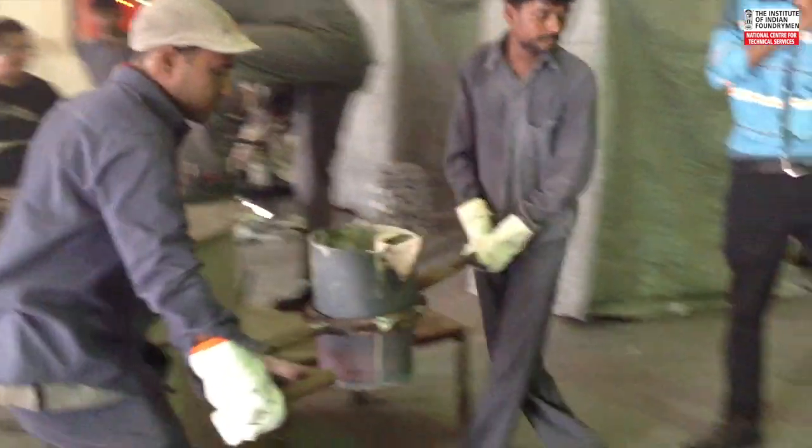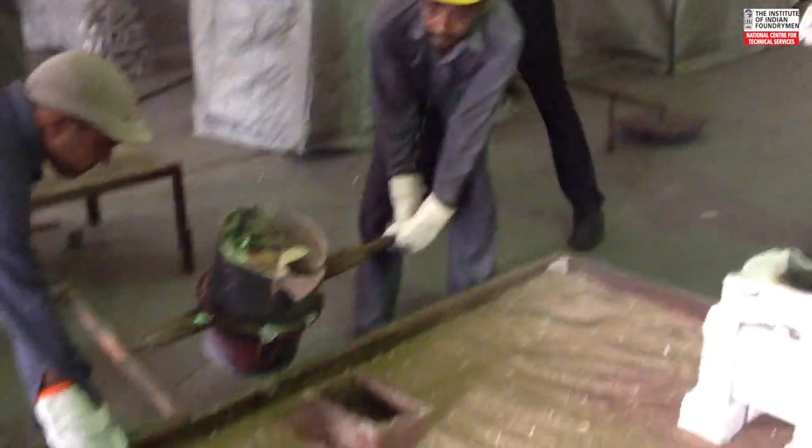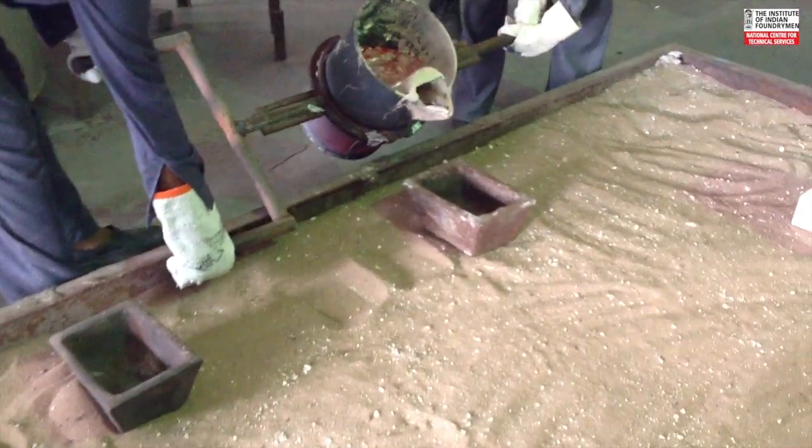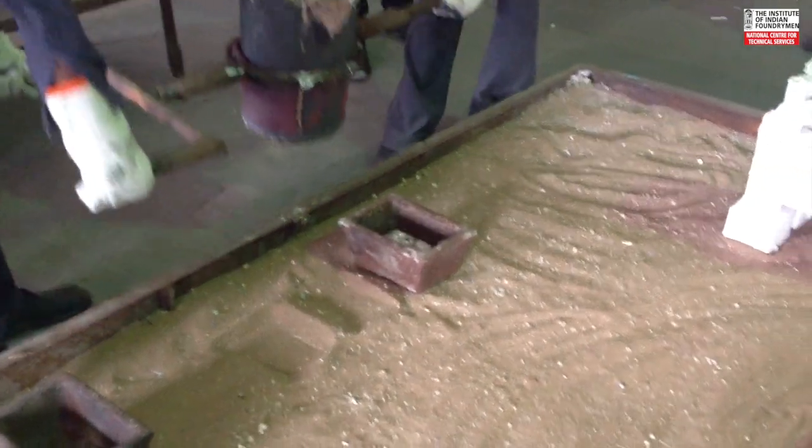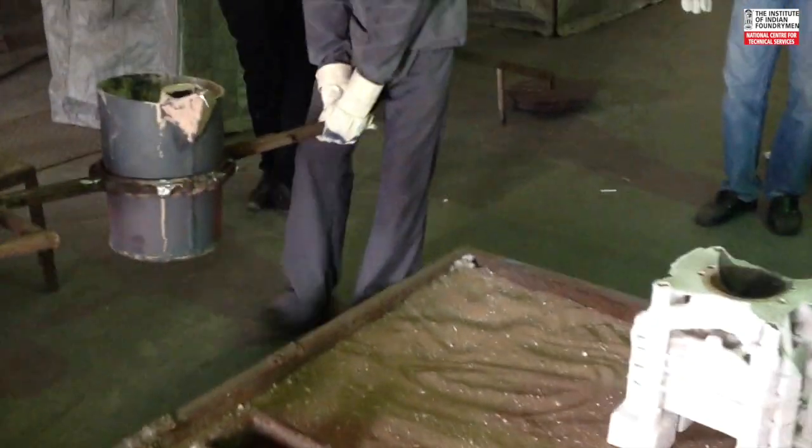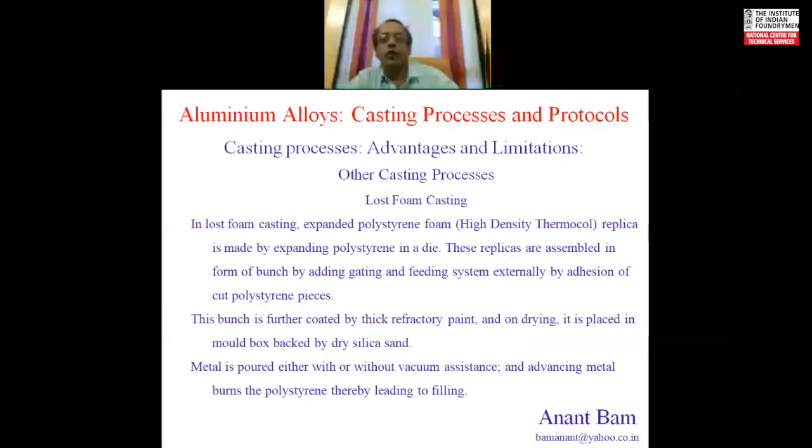One or two slides for the latest process, that is lost foam casting. In case of lost foam casting, we use expanded polystyrene foam, or what we call high density thermocol. The replica of the casting is made in that thermocol by expanding polystyrene in a die. It is similar to investment casting or lost wax casting. In case of investment casting, we prepare a wax replica. In case of lost foam, we prepare a styrene foam replica.